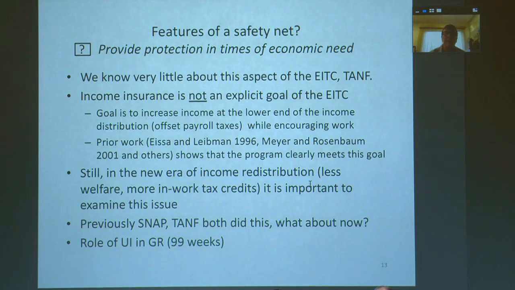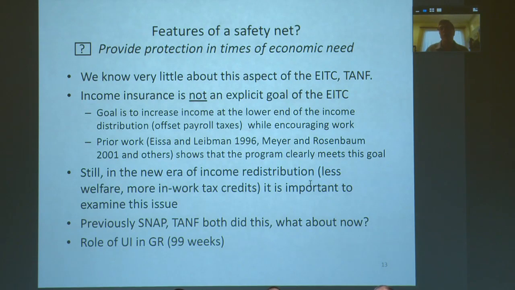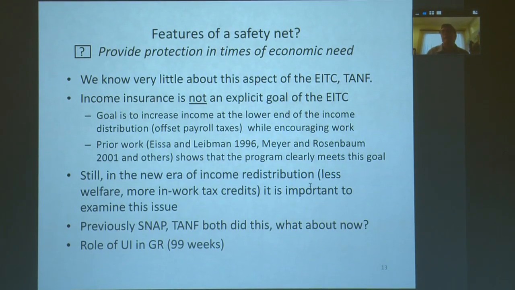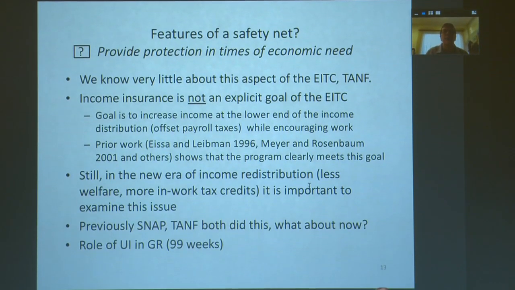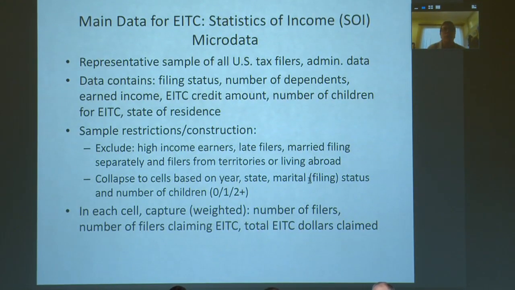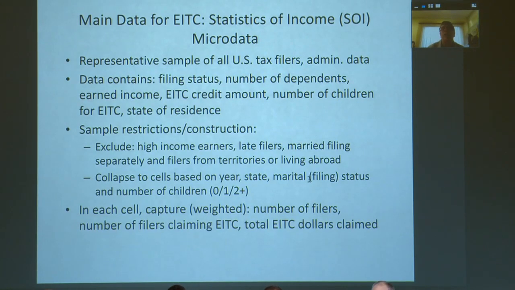So previously, SNAP did this, and TANF did this, and we also thought it was interesting to know what happened during the Great Recession. Finally, we compare it to the role of unemployment insurance because, while unemployment insurance is a social insurance program, big parts of the funding in bad times are completely free to the states, and it is functioning more as a safety net program in our view. Okay? So the data we're going to use for this are Statistics of Income microdata.